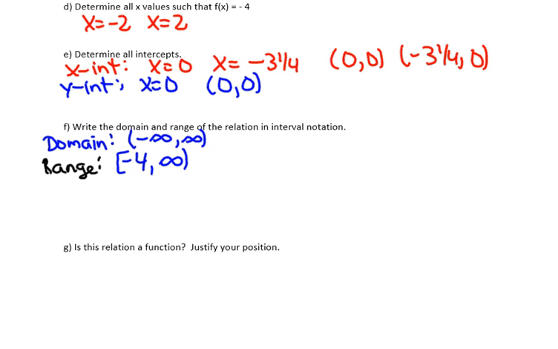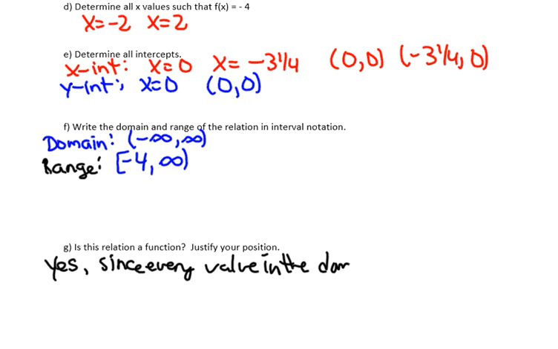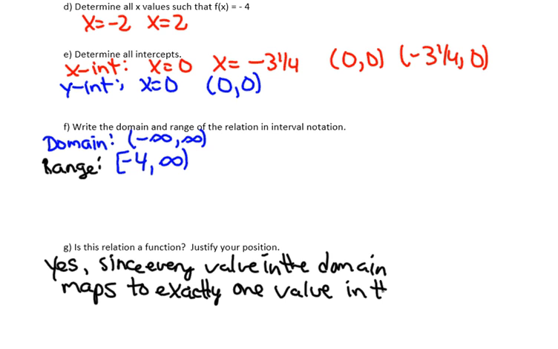So is it a function? Yes. And again, I'll write the definition of a function. Since every value in the domain maps to exactly one value in the range. Again, some students will say it passes the vertical line test. Just make sure you understand what that means.